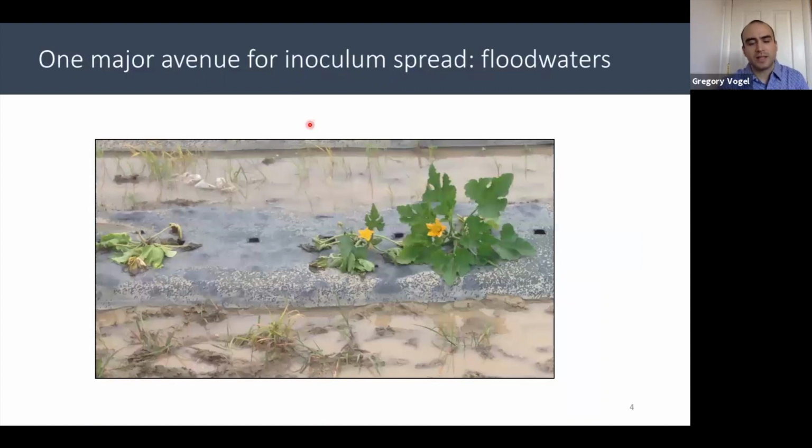One way we know that this pathogen spreads around to different locations in New York and really everywhere that we find this pathogen is in floodwaters. Many farmers have reported seeing symptoms of this disease for the first time after a really heavy rainfall event led to their fields being flooded from adjacent creeks and streams. So with the likelihood of more erratic and extreme weather events in the future, it really seems like this pathogen will continue spreading to different farms in New York State and continue to pose a big challenge for vegetable growers.